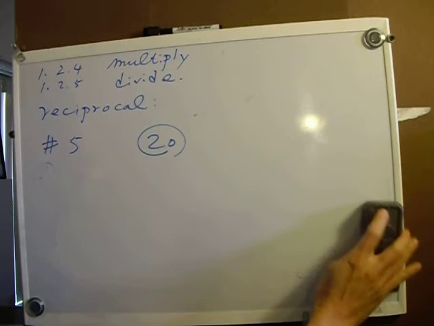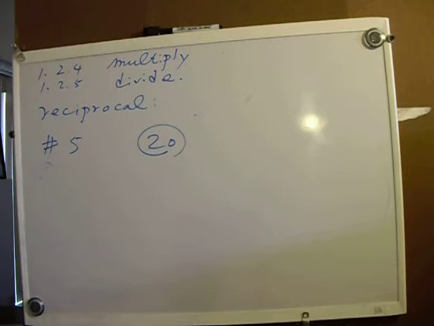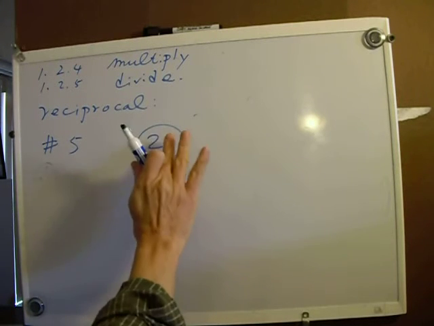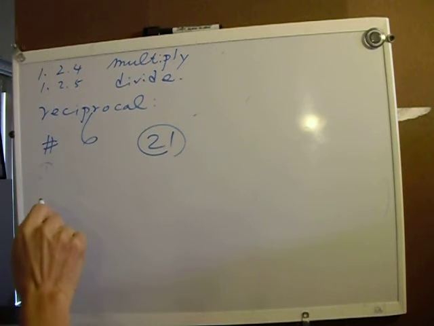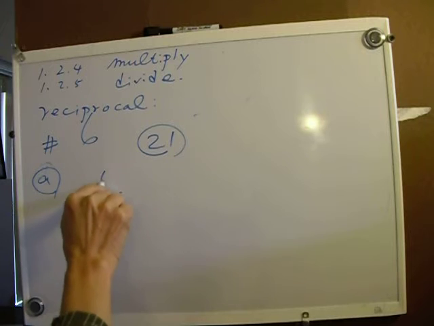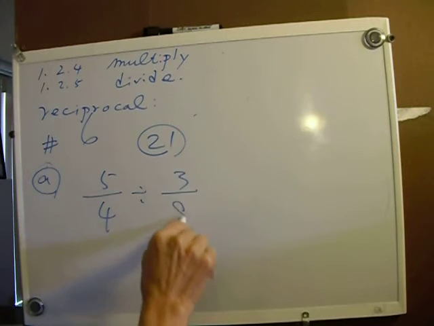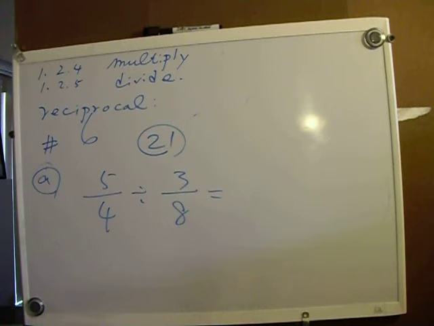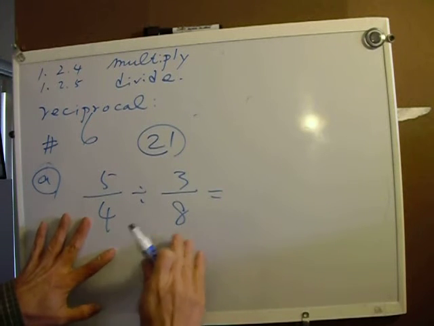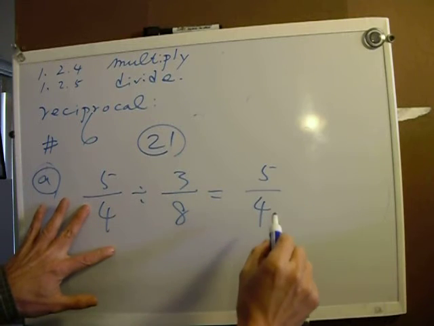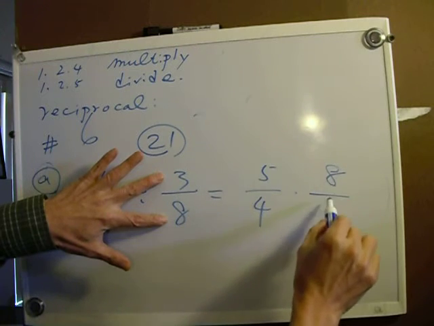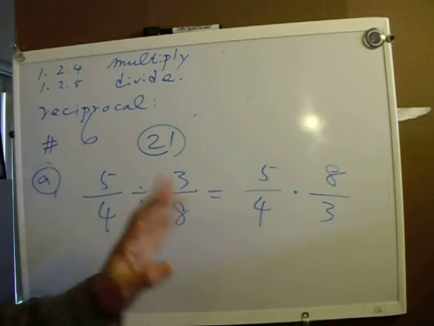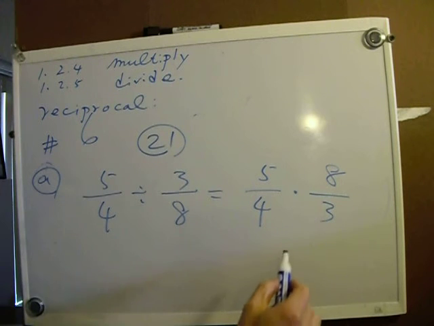If we need to do division, let's see our two examples on page number 21, checkpoint 6, A: 5/4 divided by 3/8. The definition of division of fractions is to keep the first fraction, flip over the second fraction using its reciprocal, and then change it into multiplication. That's the straight definition of division.